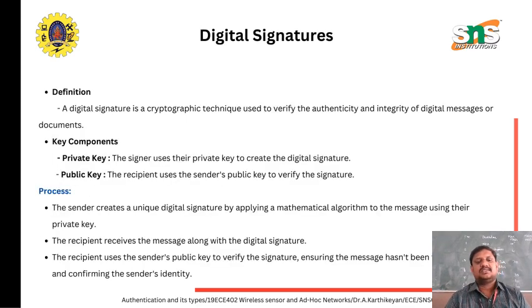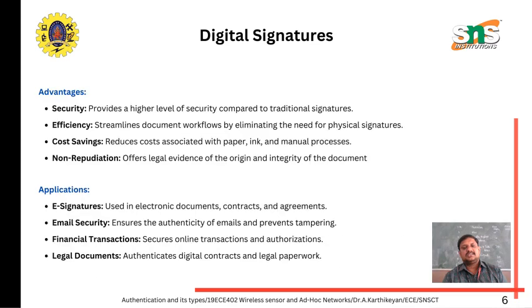The digital signature: the definition involves a private key and a public key. The private key belongs to a single user and creates the digital signature. The public key belongs to the recipient user and verifies the signature. These are digital signatures. The main advantages of digital signatures are security, efficiency, cost savings, and non-repudiation. Applications include e-signatures, email security, financial transactions, and legal documents, all of which come under digital signatures.